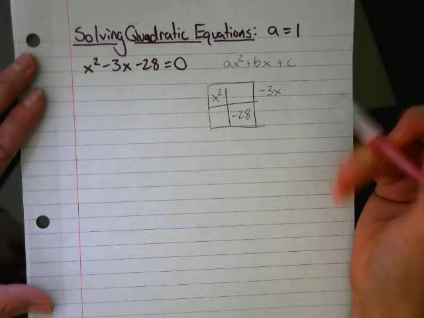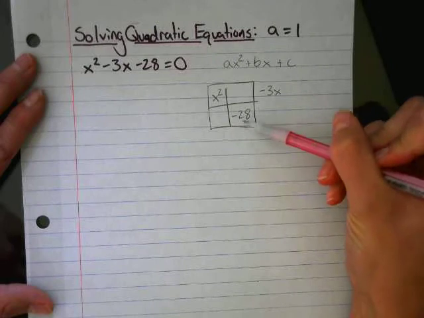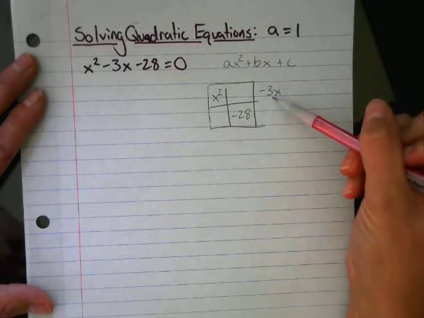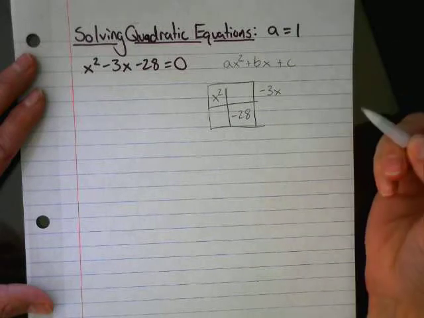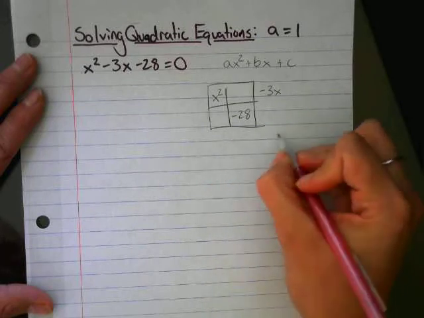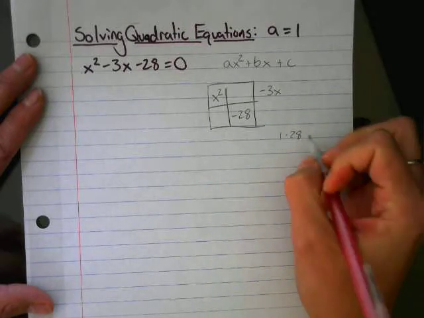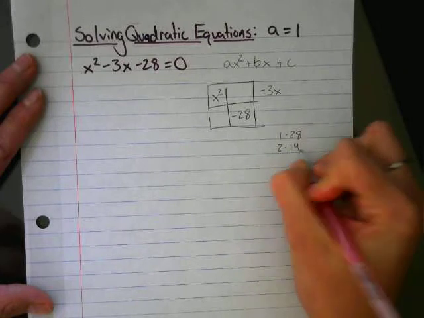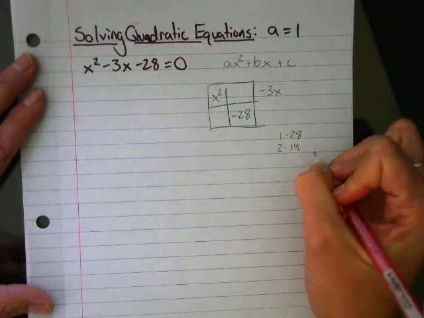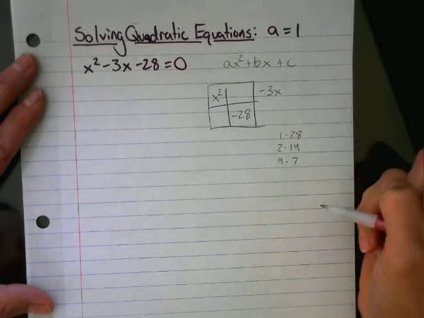So remember, what we're looking for here is a factor pair, two numbers that when we multiply them will give us negative 28. But when we find their sum, they're going to give us negative 3, our b value. So I can start thinking of my factor pairs of negative 28. I've got 1 times 28, 2 times 14, doesn't have 3 times anything. I've got 4 times 7, and one of those would have to be negative.